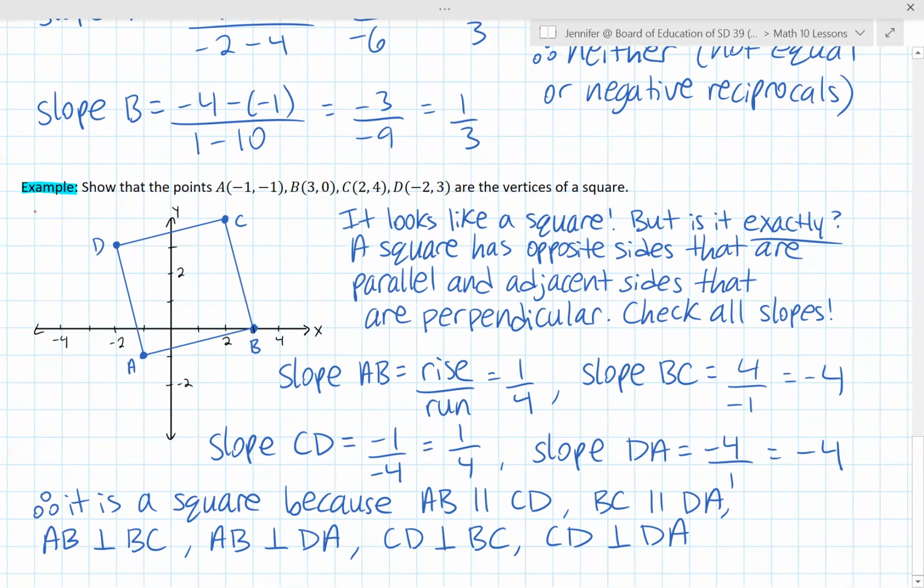So this is kind of the most complex version of a question you could see with parallel and perpendicular lines, but the main thing to take away is that parallel lines have equal slopes, and perpendicular lines have slopes that are negative reciprocals of each other. And you should be able to identify what they look like on a graph and where you might see them in the real world.